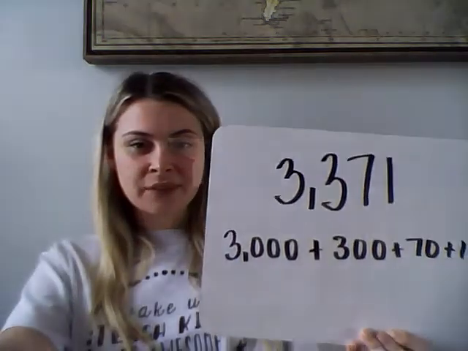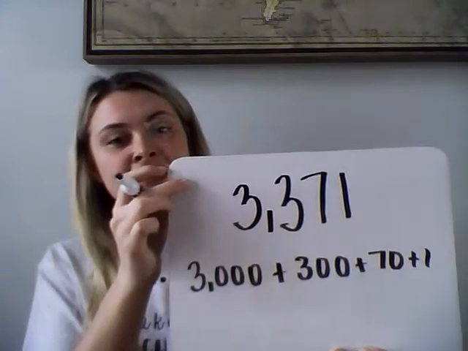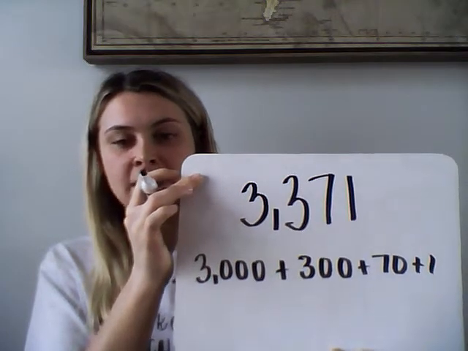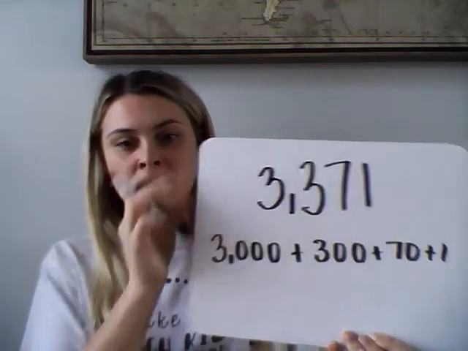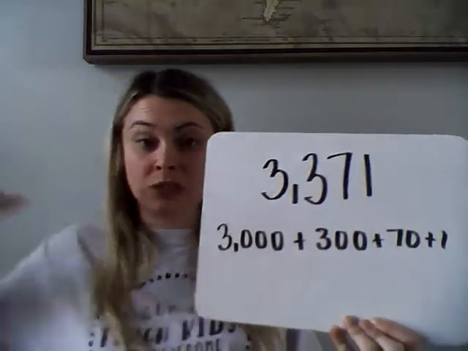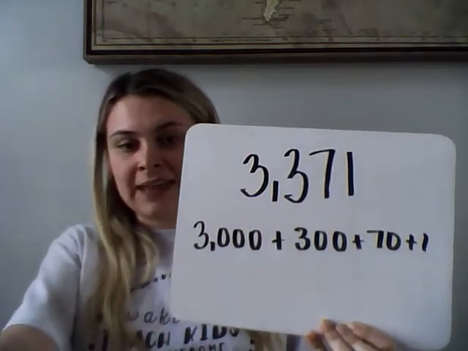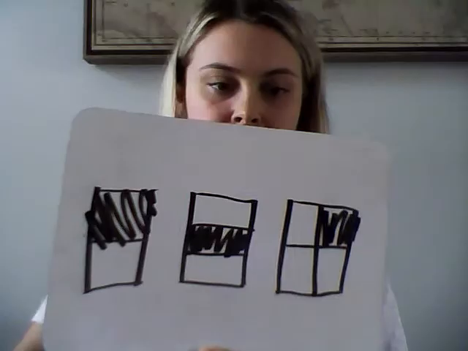Write the number I say in standard and expanded form. 3,371. This is what you should have had in standard form. It's 3,371. In expanded form, we stretch it out. So we have 3,000 plus 300 plus 70 plus 1.